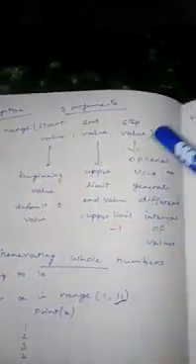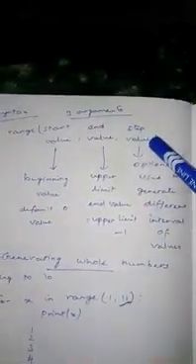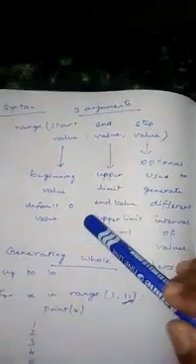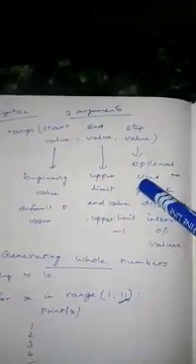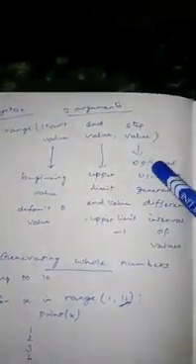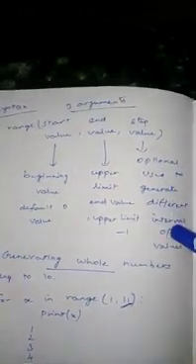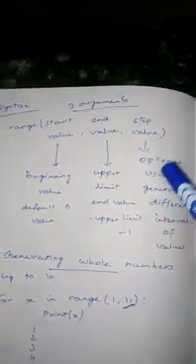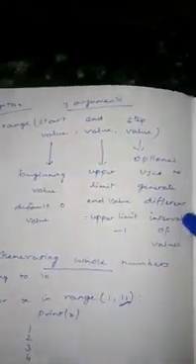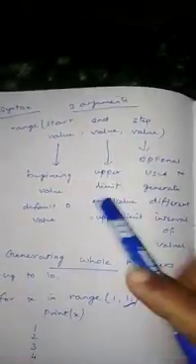Next, step value. Step value is an interval. Starting value plus step value equals the next value, and it goes on like that. It is optional. It is used to generate different intervals of values. It is an interval between the values. So this is called the range function.